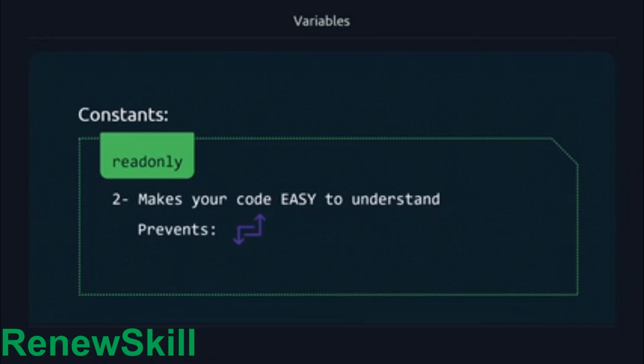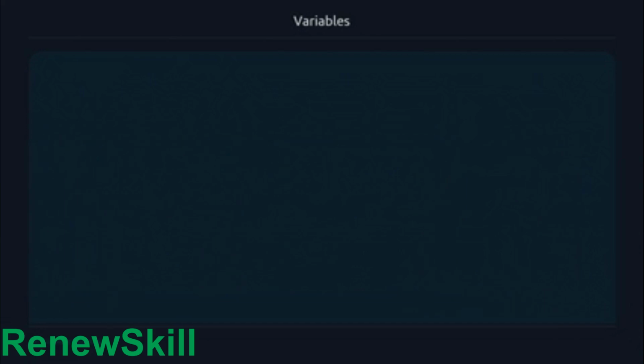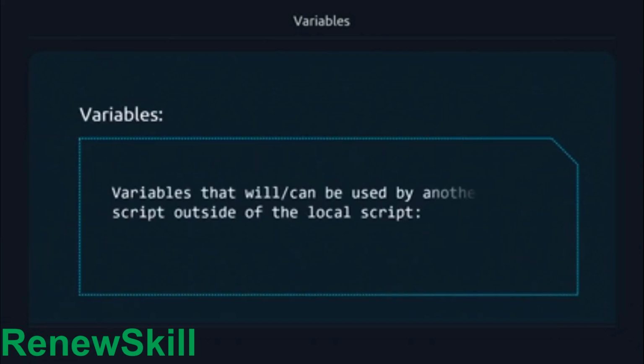There are readability benefits that using the read-only modifier provides, because when a constant is marked as read-only, it is clear to other developers reading your code that the value of the constant should not be changed. But also, the read-only modifier will protect the value from being changed accidentally later in the script. For variables that will or can be used by another script outside of the local script, using an export modifier in front of the variable name is needed.